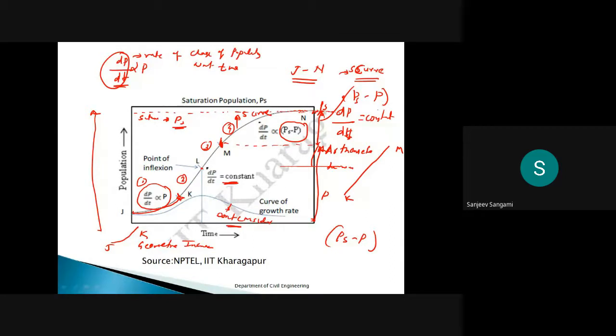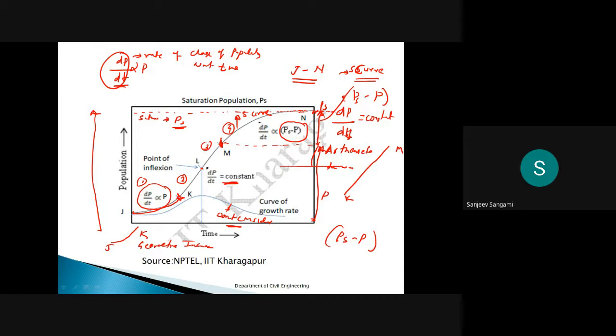So this overall growth we call the logistic growth curve, which is of S shape. In logistic growth, three things are happening. It increases from J to K, then again there is a constant growth, then again it increases, and at one point it becomes saturated.